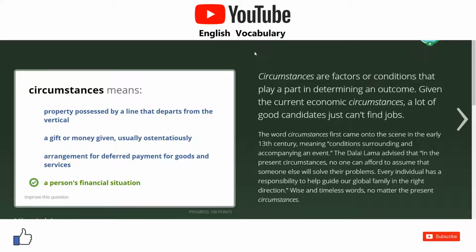Given the current economic circumstances, a lot of good candidates just can't find jobs. The word circumstances first came onto the scene in the early 13th century, meaning conditions surrounding and accompanying an event. The Dalai Lama advised that in the present circumstances, no one can afford to assume that someone else will solve their problems. Every individual has a responsibility to help guide our global family in the right direction. Wise and timeless words, no matter the present circumstances.